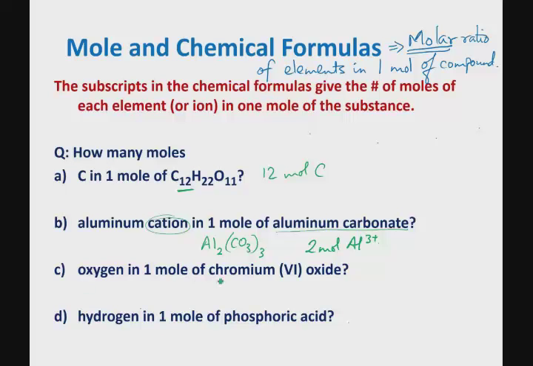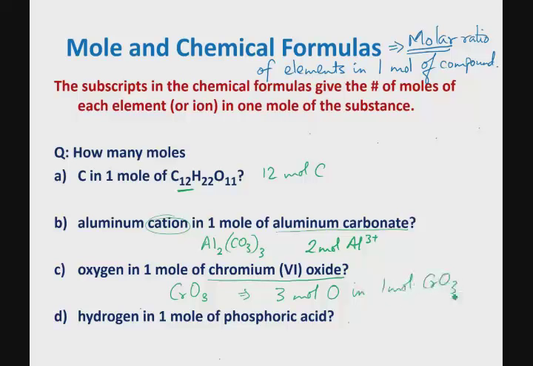Oxygen in 1 mole of chromium 6 oxide. Once again, first step is to write the chemical formula of the compound correctly. Chromium 6 oxide is CrO3, which basically then means that there will be 3 moles of oxygen in 1 mole of the compound.